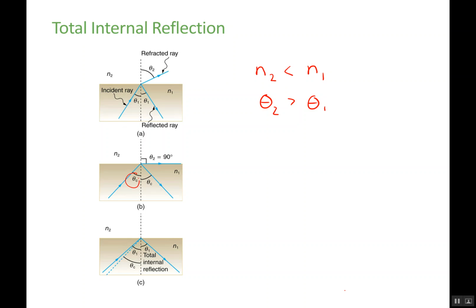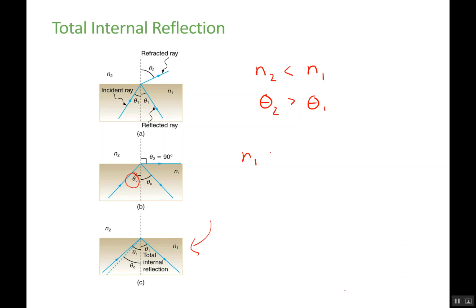And in situations, again, where the angle of incidence is greater than some critical angle, which in this figure is denoted theta sub c, you're going to see total internal reflection. None of the light will emerge from the boundary. Instead, all of the light will be reflected back into the material.